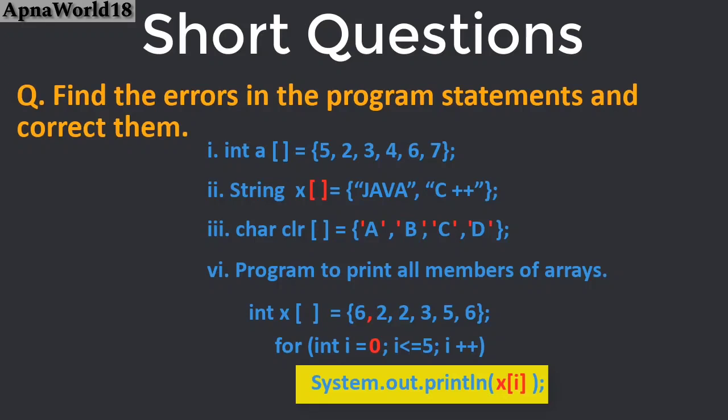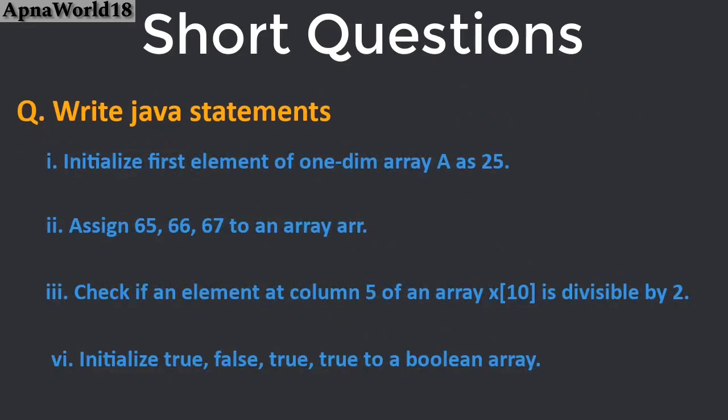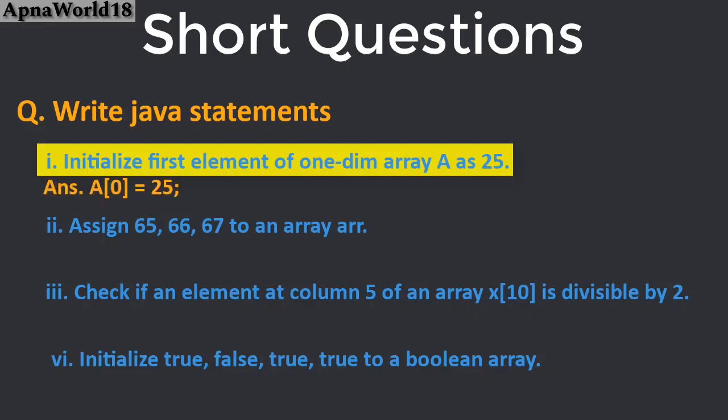The next kind of questions are where you are asked to write Java statements like for the following. Before I solve them, you can pause the video here and see how many you are able to solve yourself. Here in the first one, you just need to initialize the first element. You do not need to declare the array as that is not asked. So we will just write a[0] is equal to 25.